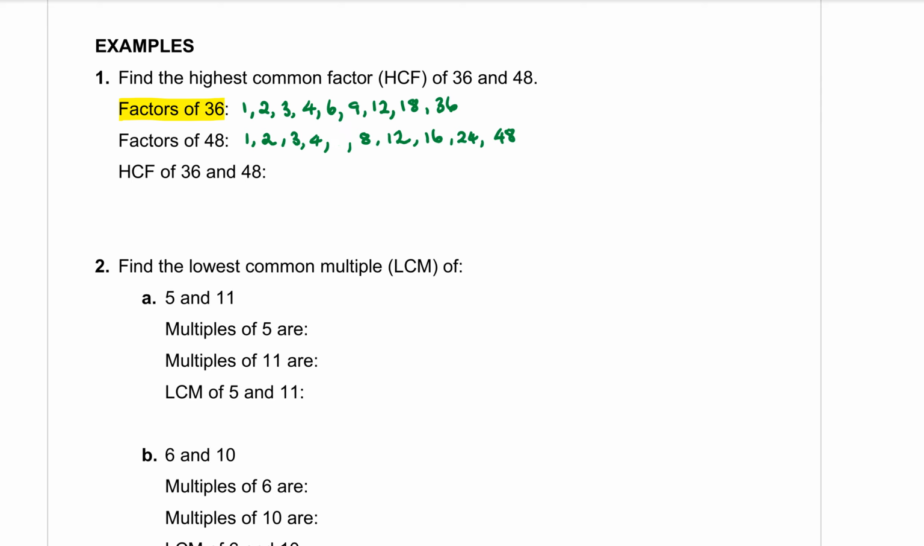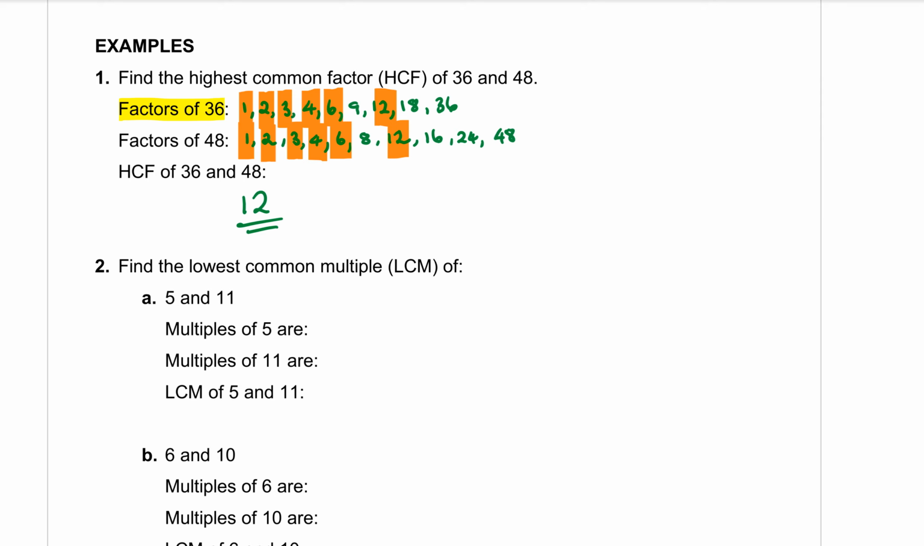Okay, so now we want to find the highest common factor of 36 and 48. So let's have a look. We've got 1 is a common factor, 2 is a common factor, 3 is a common factor, 4 is a common factor, 6 is a common factor, then 12 is a common factor, and that is it. So the highest common factor that was in both of them is the number 12.